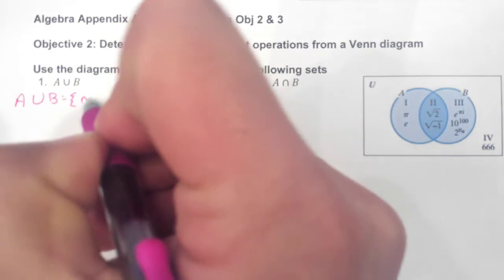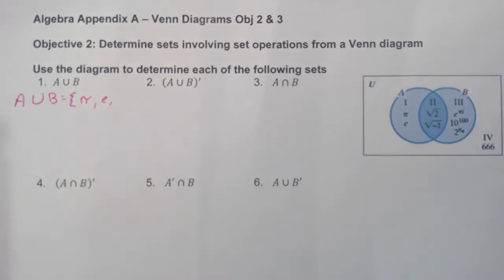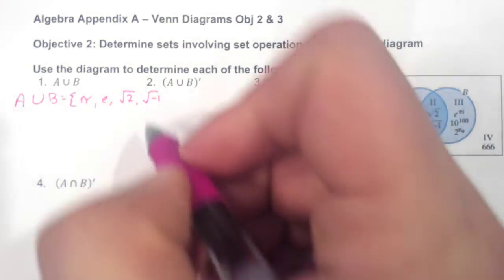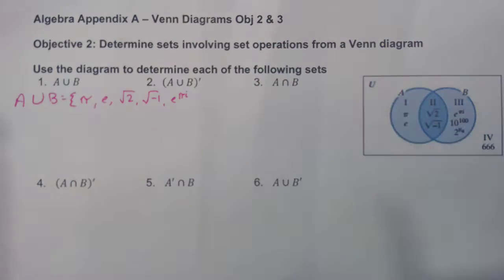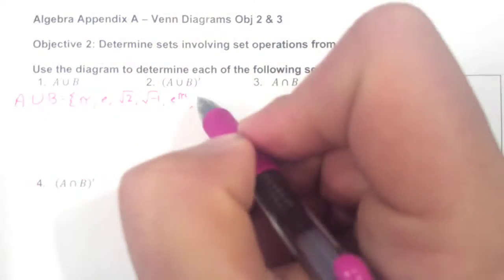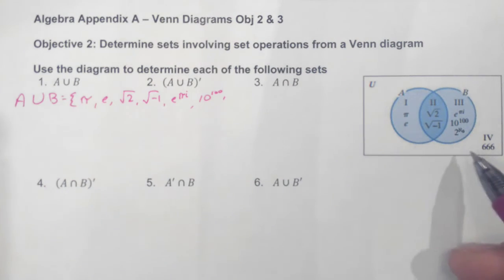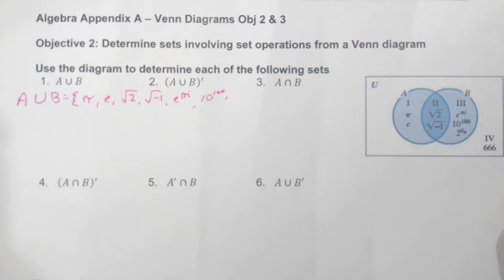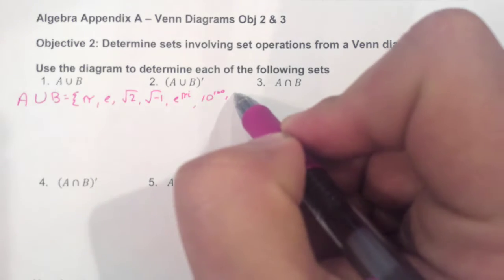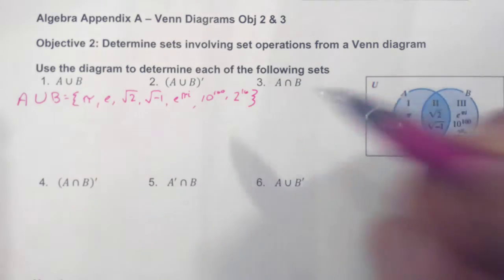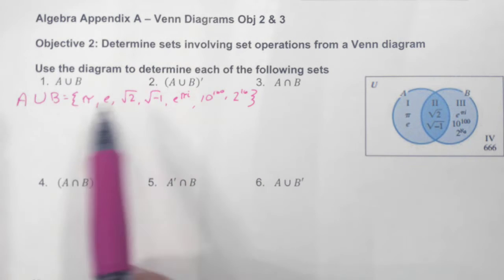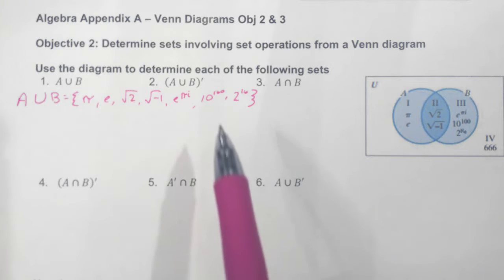So it would be pi, it would be e, it would be the square root of 2, it would be the square root of -1, it would be e to the pi i power. How fun is that? And then 10 to the 100th power. And what is that, 2 to the 16th, I think? I don't think it quite is, but that's what we're going to call it. 2 to the 16th. It's something else. I didn't print quite well enough for me to read it. Okay. So that's everything in A and B.